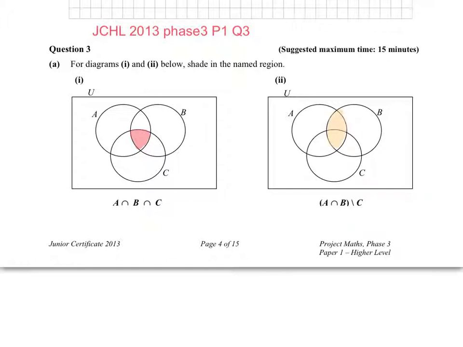That's the overlap of A and B, and what we want to do is, from that section, take away C, so we take away anything involved in C. Everything that is inside C, we're going to take that away. So what are we left with? We are left with the bit of the intersection that's not in C.